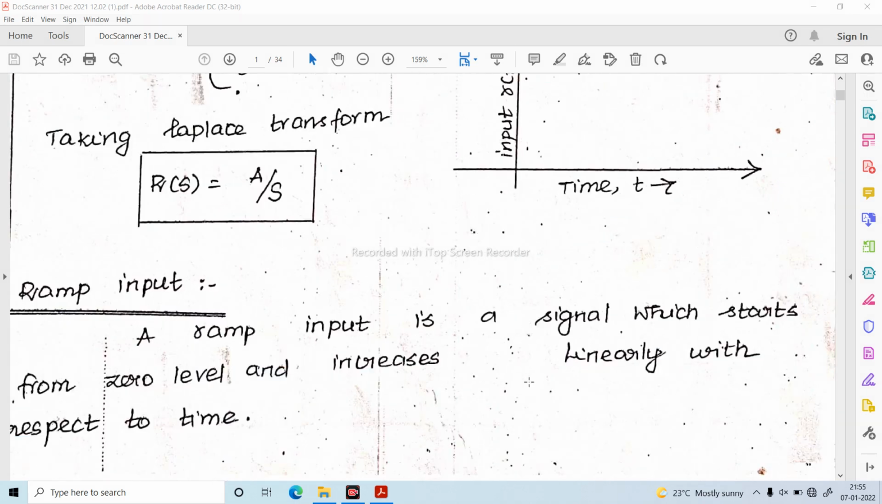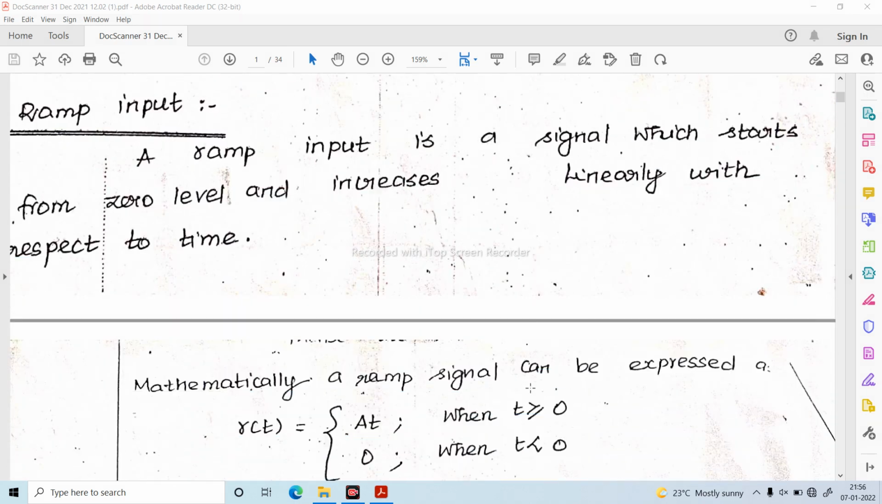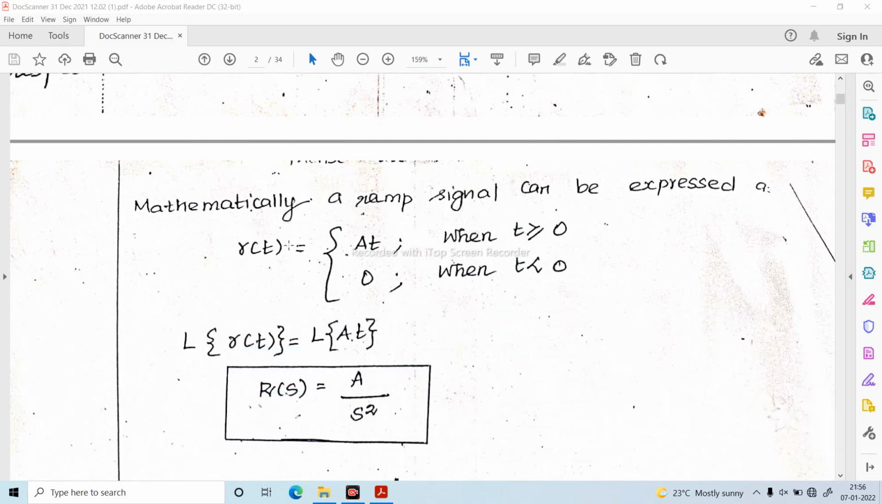Next I am going to explain the ramp input. Ramp input is a signal which starts from 0 level and increases linearly with respect to time. Mathematically, a ramp signal can be expressed as R of t is equal to at when t is greater than or equal to 0, and R of t is equal to 0 when t is less than 0.